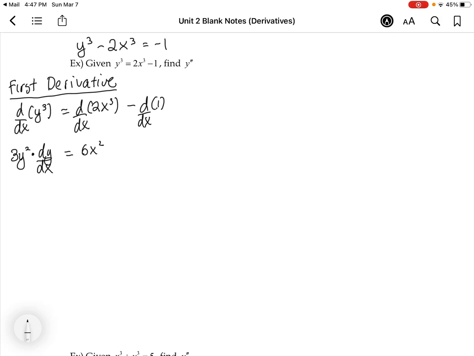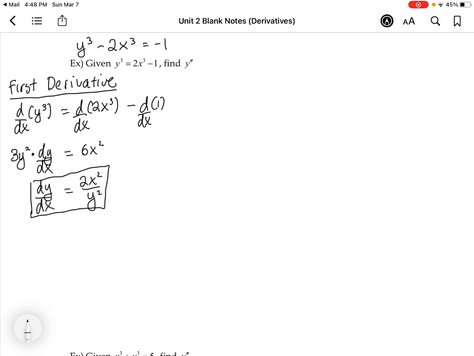And now I can solve for dy dx by dividing both sides by 3y squared. And so I'm going to get that dy dx equals 6x squared divided by 3y squared. 6 divided by 3 is 2. So this is going to become 2x squared over y squared. Okay? So that is my first derivative.